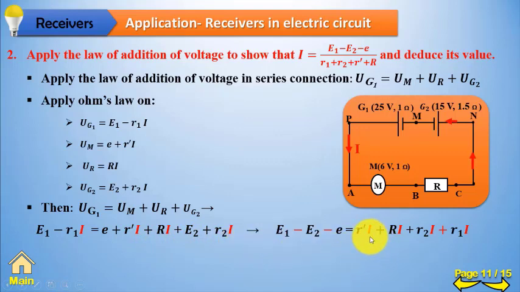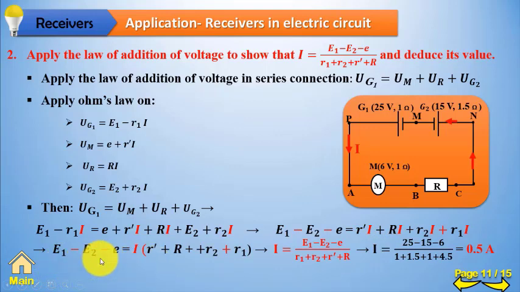Now gather the current at one side. This gives you that E1 minus E2 minus E is equal to I into R prime plus R plus R2 plus R1. Now I is equal to E1 minus E2 minus E divided by R1 plus R2 plus R prime plus R, since we have divided both sides by those. Substituting each one of these by its value gives us 0.5 ampere. Try the solution yourself.